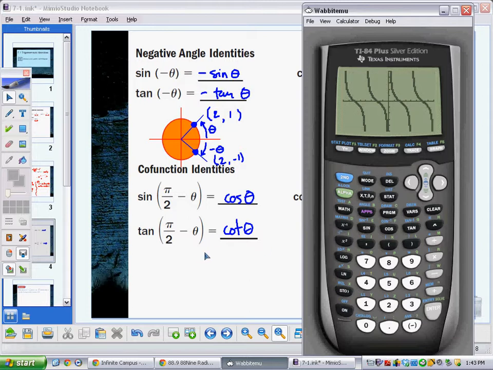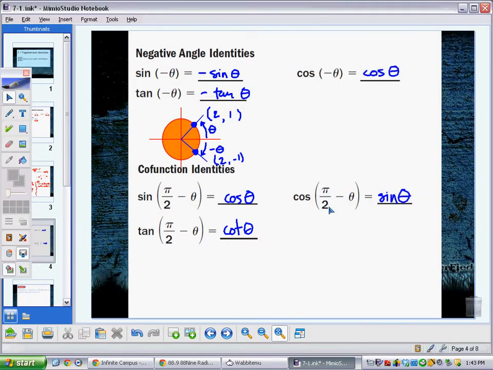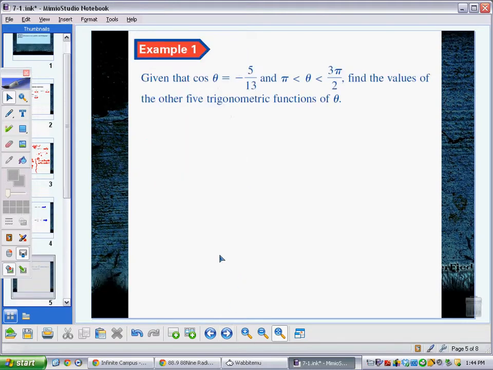Thus demonstrating to me the equality of the tangent of pi over 2 minus theta being equal to the cotangent of theta. I can do the same thing for the sine of pi over 2 minus theta being equal to the cosine, and the cosine of pi over 2 minus theta being equal to the sine. So we get these cofunction identities. So that was the intent of yesterday's work, and today we're going to actually be putting these into use.